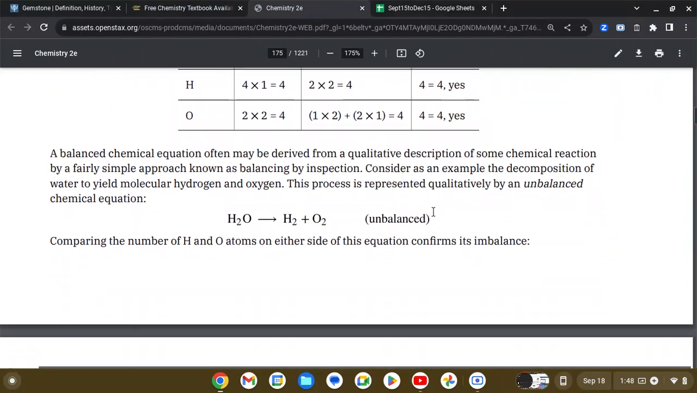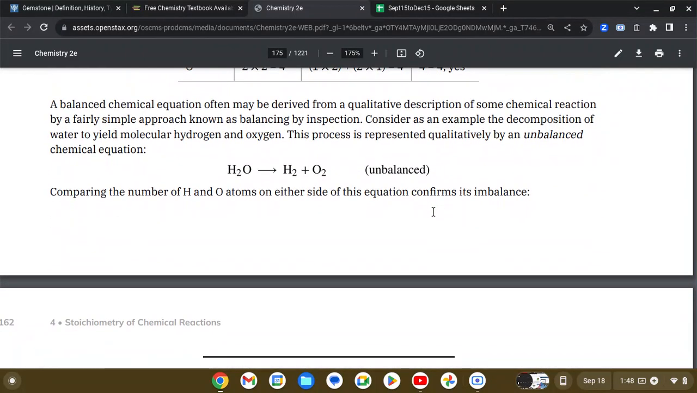A balanced chemical equation often may be derived from a qualitative description of some chemical reaction by a fairly simple approach known as balancing by inspection. Consider, as an example, the decomposition of water to yield molecular hydrogen and oxygen. This process is represented qualitatively by an unbalanced chemical reaction. Comparing the number of hydrogen and oxygen atoms on either side of this equation confirms its imbalance.